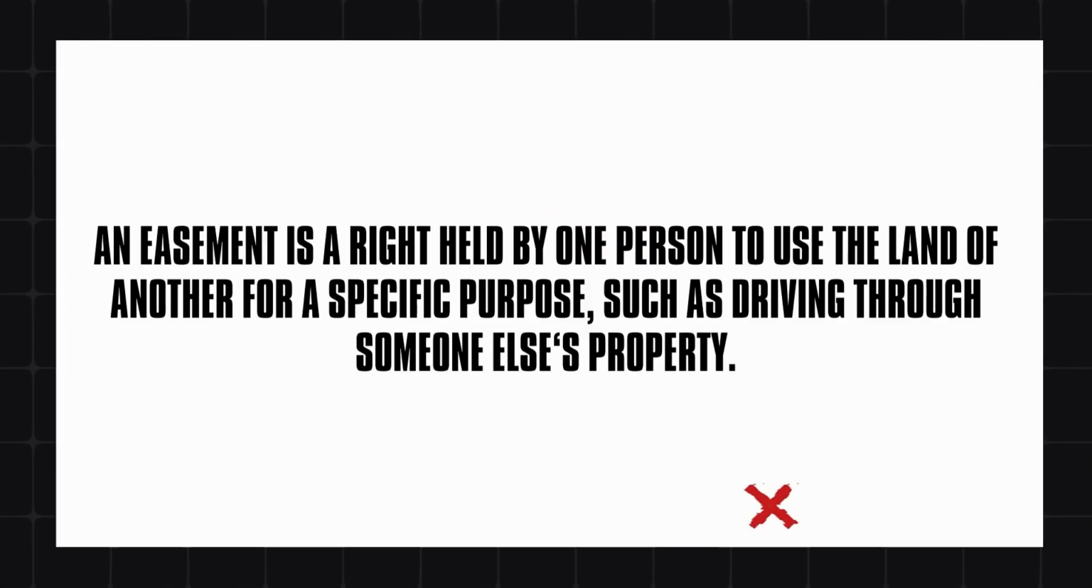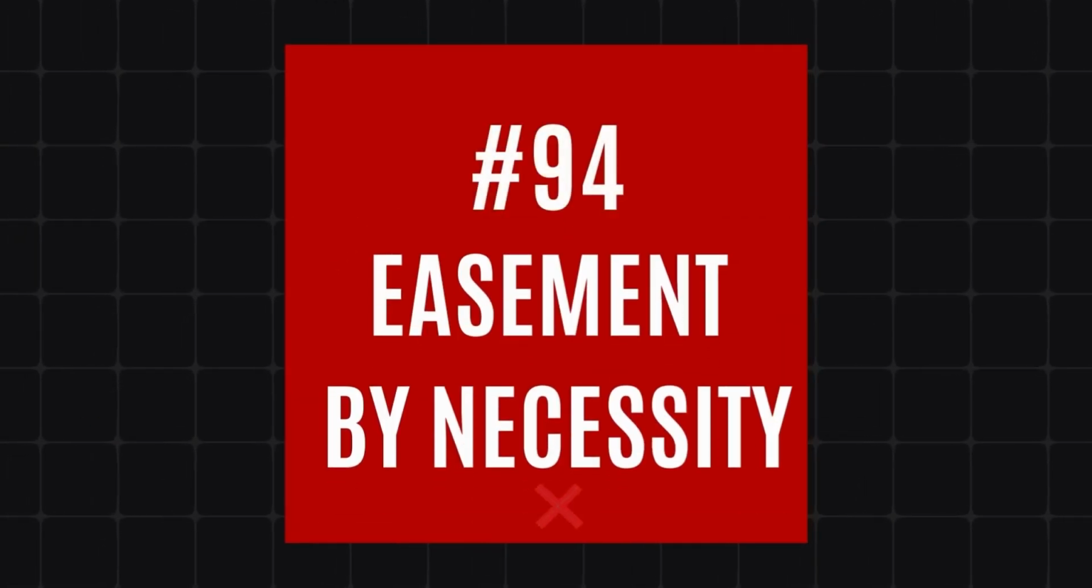An easement is like having a golden ticket to use someone else's land for a specific reason. For instance, driving through their property to reach yours. Think of it as a friendly agreement between neighbors that lets you legally use a part of their land without owning it. Let's jump to the next one. Easement by necessity.